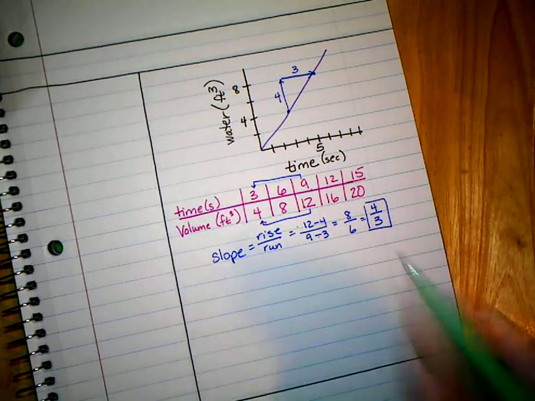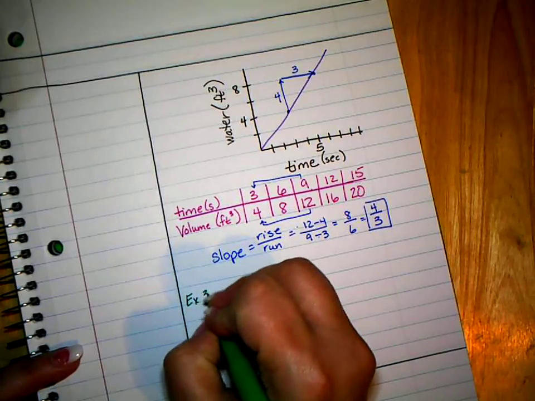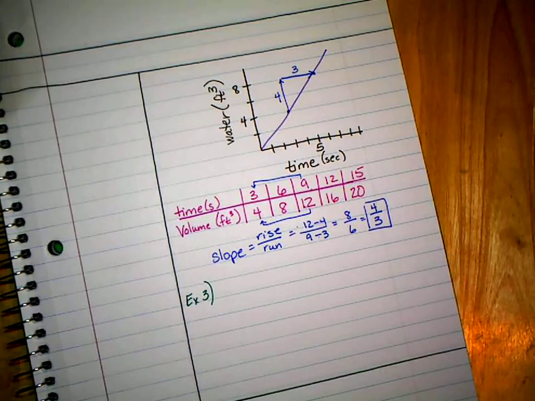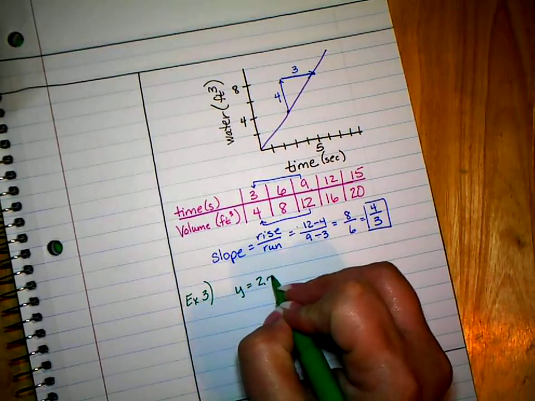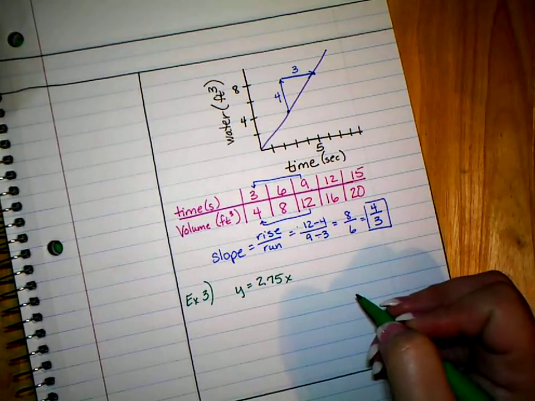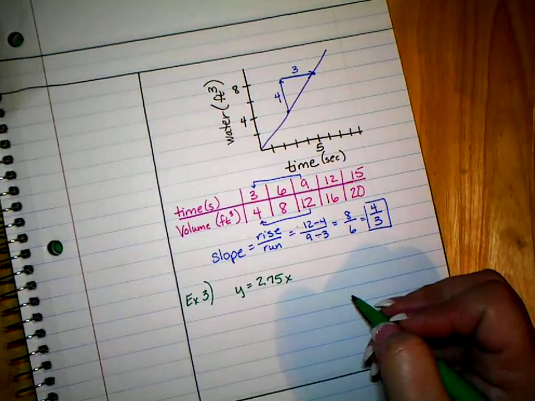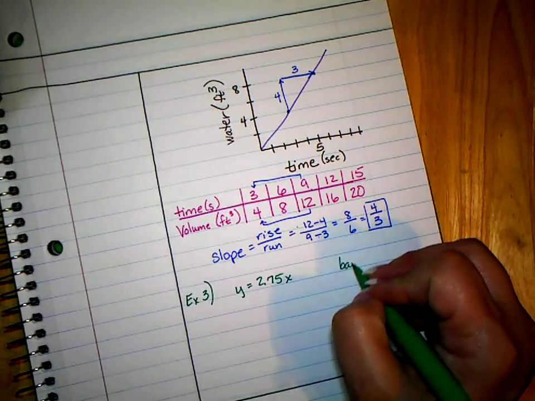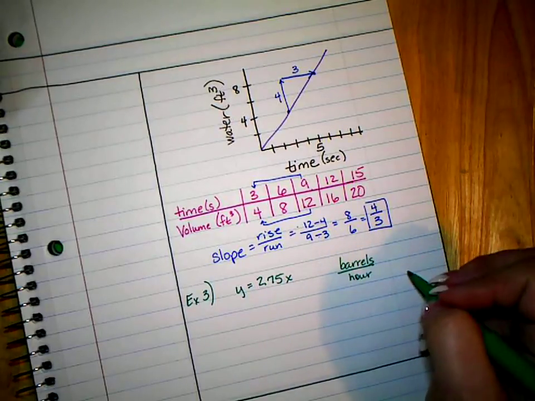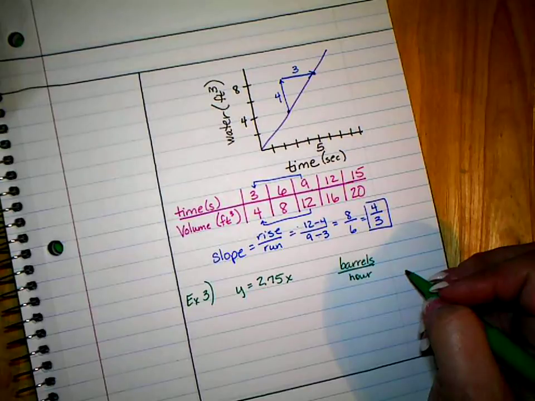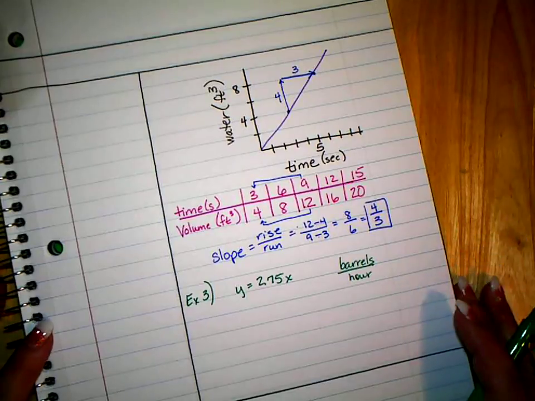Example 3. We're going to use slopes to compare unit rates on example 3. If we're given an equation such as y equals 2.75x, that represents our rate in barrels per hour. The oil is pumped from well A. This one is on page 73 if you want to refer to it.